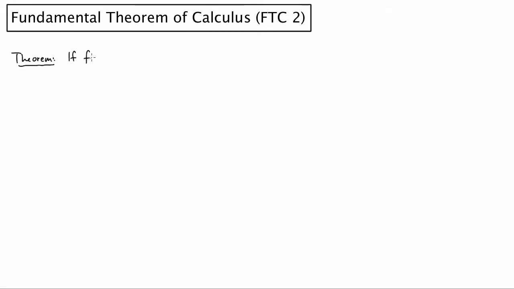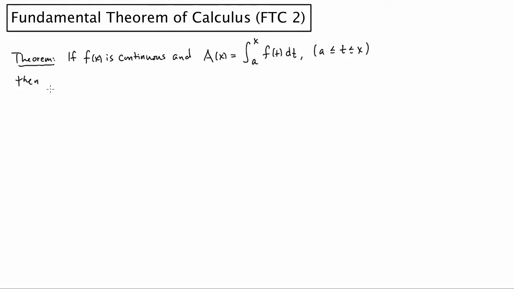If the function f of x is continuous. So this only applies for continuous functions. So if f of x is continuous, and we define the function A of x to be equal to the integral from a to x of f of t dt, where t ranges from a to x, then I can easily say that A prime of x, the derivative of this function, is f of x.